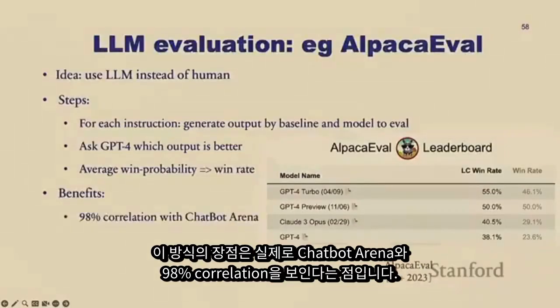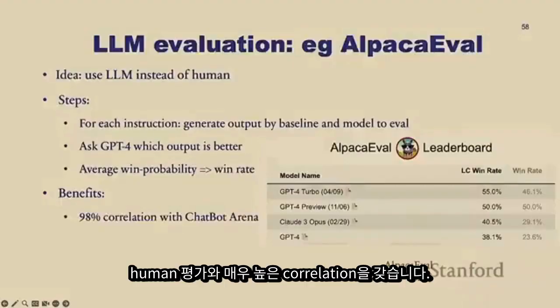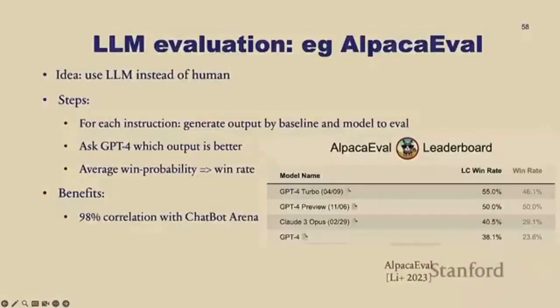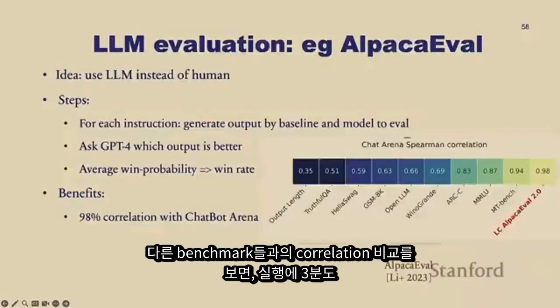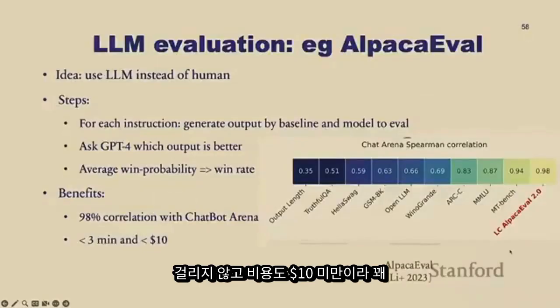So the benefit of this is that we actually get 98% correlation with Chatbot Arena, so very high correlation with humans. So this is a comparison of correlation with other benchmarks, and it takes less than 3 minutes and less than $10 to run, so it's pretty cheap.